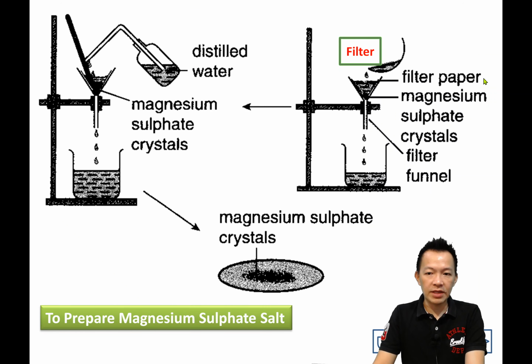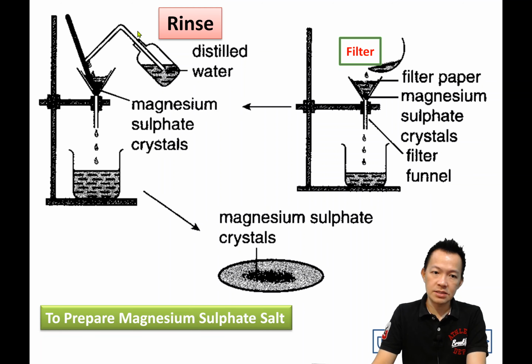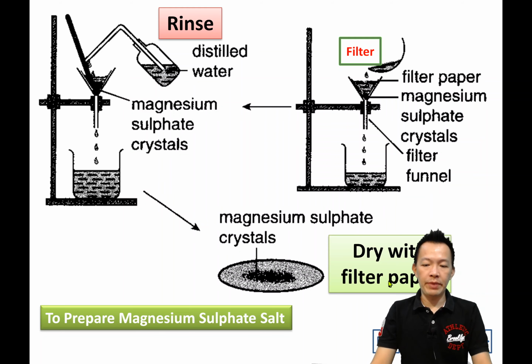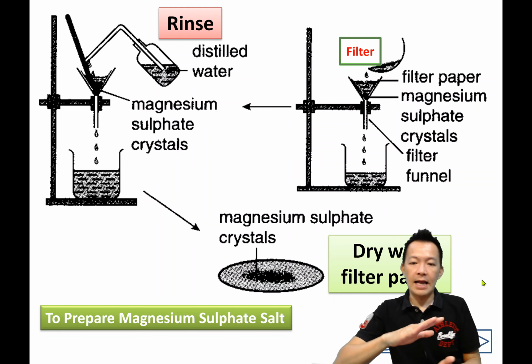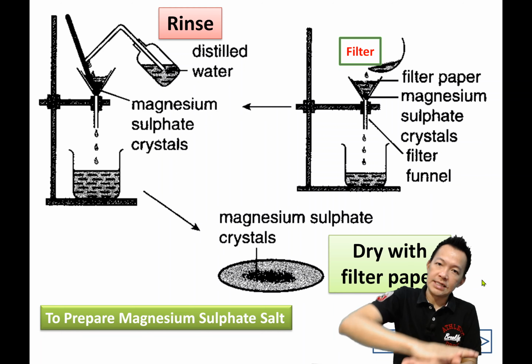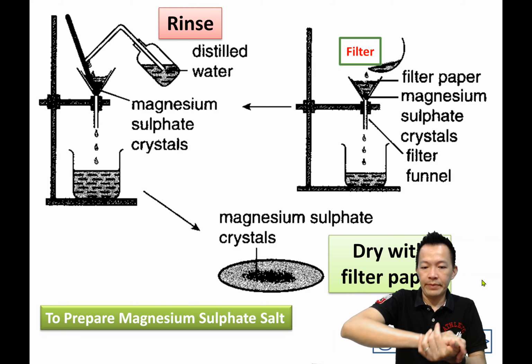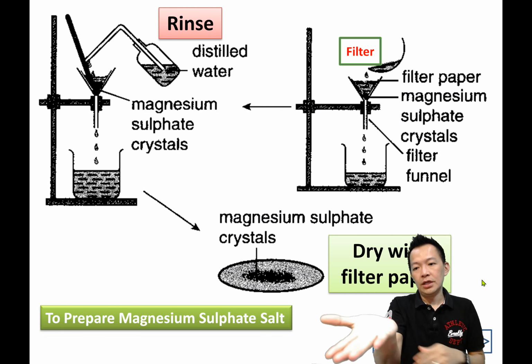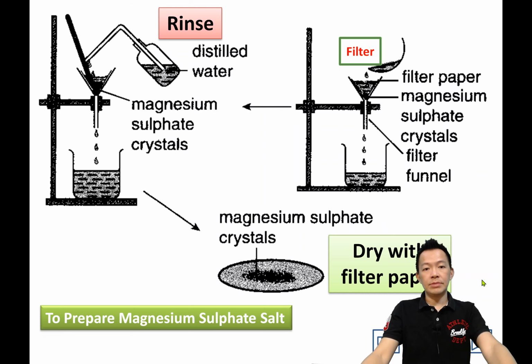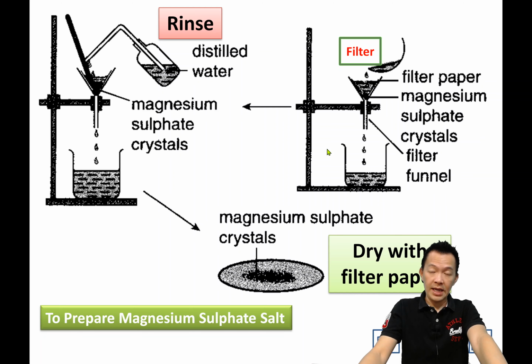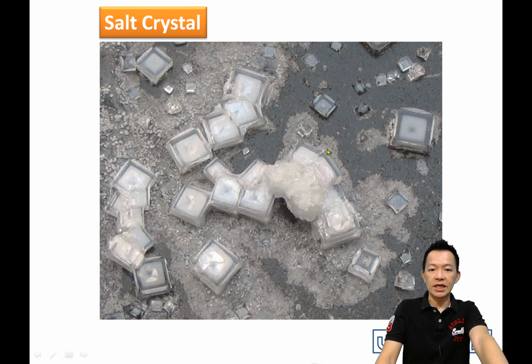Filter off the magnesium sulphate crystals using the filter funnel, and wash with distilled water, just like the first set. Then dry with filter paper. If one piece can't dry it, use a second piece: press between two pieces of filter paper to absorb the water, then use a small fan to blow dry. Understand? So this is our method to make the salts.